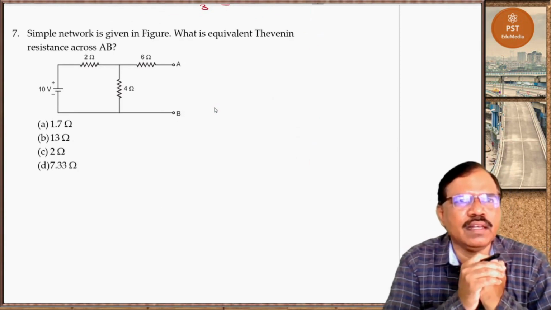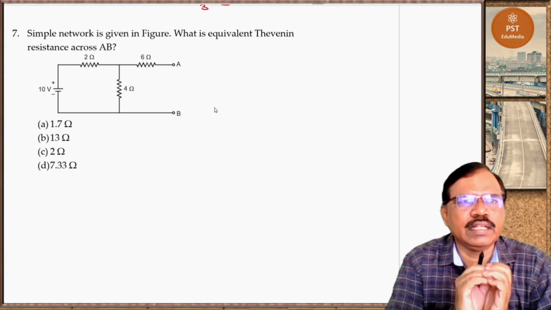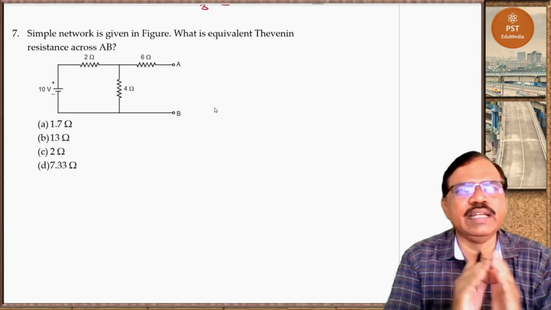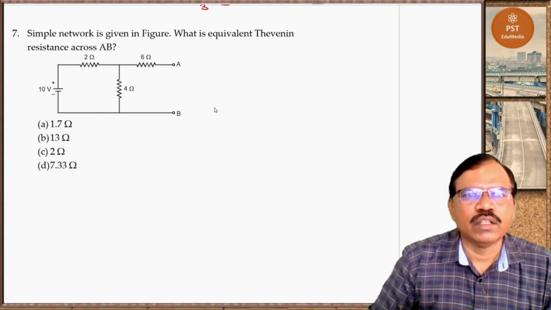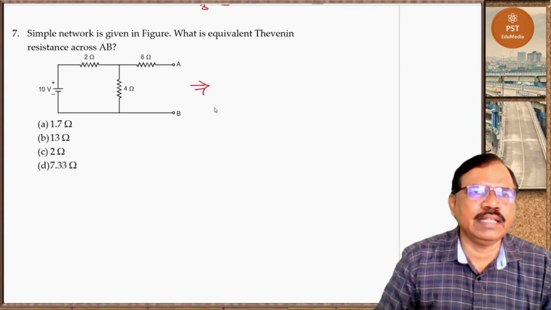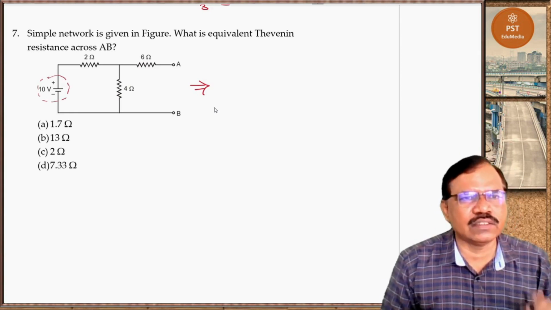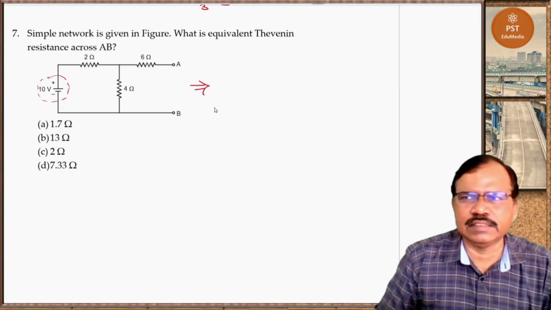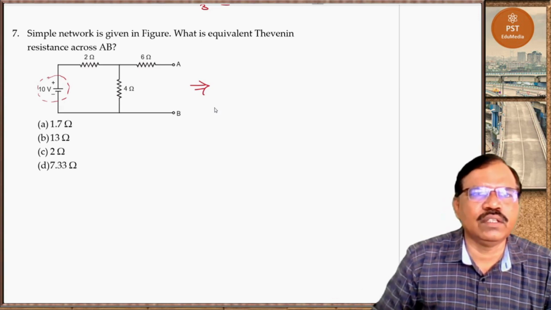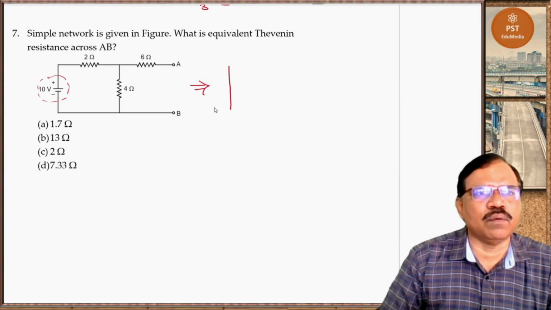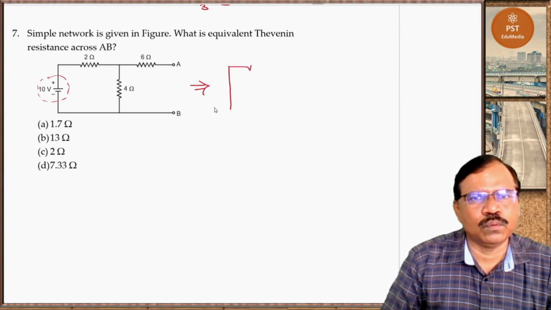Now a simple network is given in the figure. What is the equivalent Thevenin resistance across AB? So we have to find the Thevenin resistance across AB. So what is the equivalent circuit here? We replace this battery by its internal resistance. Now see here, internal resistance is not given, which means its internal resistance is simply 0. We take 0 internal resistance. So here the battery is replaced by a short, and now the circuit is like this.